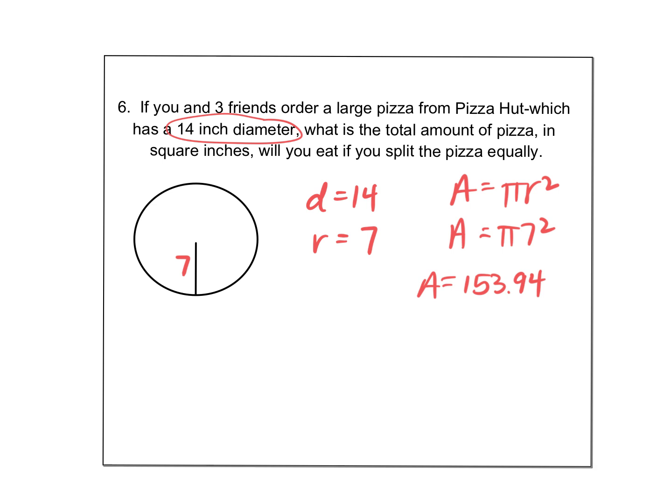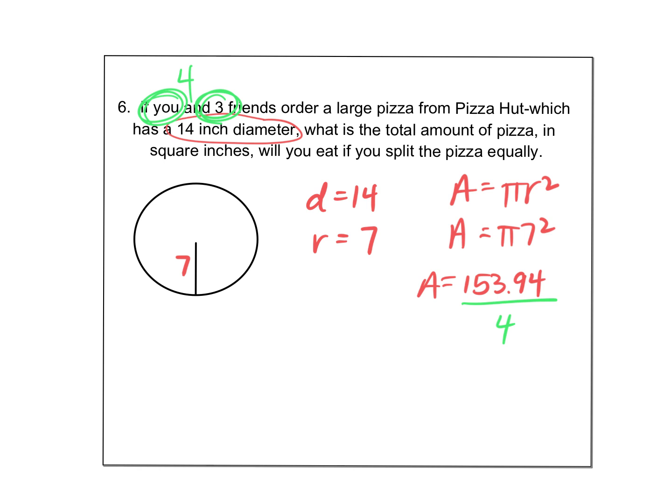Now here's the trick. You and 3 friends are splitting it. So what are you going to divide by? You and 3 friends are splitting it. So guess what? It's you plus 3 friends. That's 4 people, not 3. So when you do this one, you're going to have to divide by 4. There's you plus 3 friends. Altogether, that is 4 people.